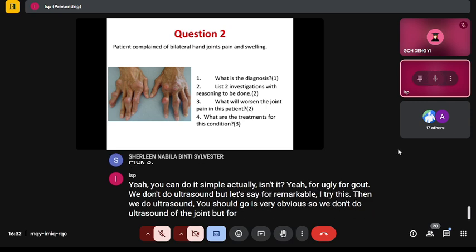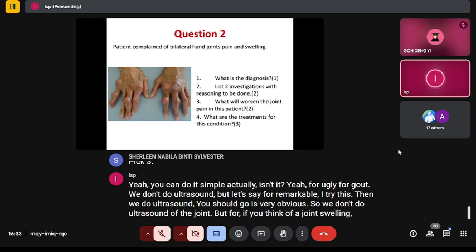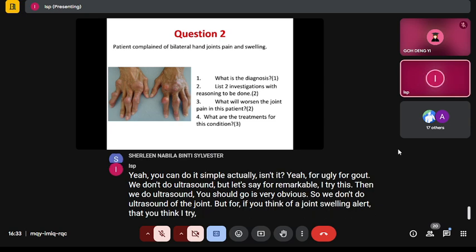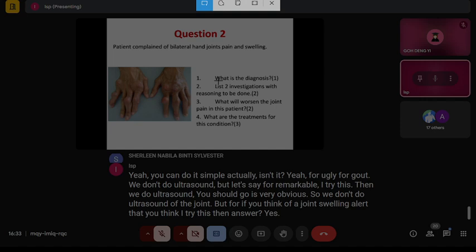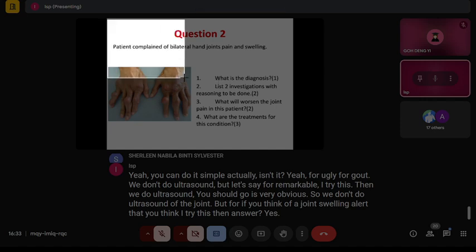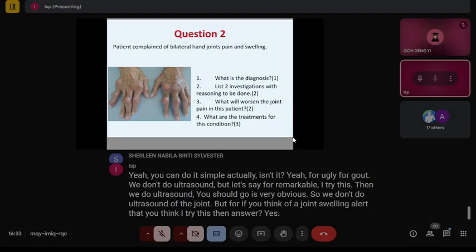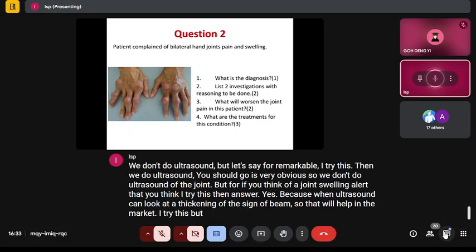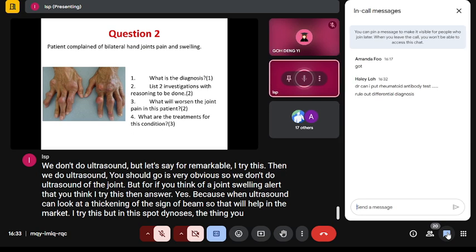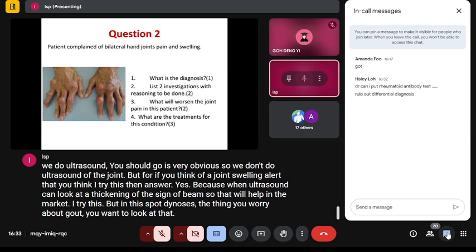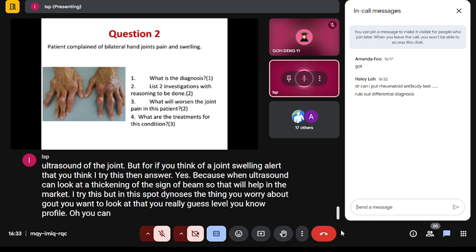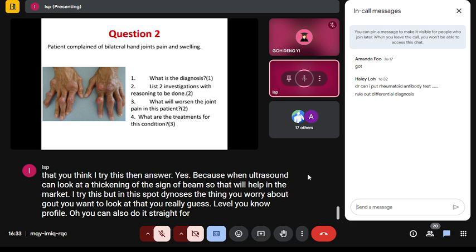But if you think of a joint swelling alone, that you think of rheumatoid arthritis, then the answer is yes, because from ultrasound you can look at the thickening of the synovium. So that will help in rheumatoid arthritis. But in this spot diagnosis, where you worry about gout, you want to look at the uric acid level. You can do a renal profile. You can also do an X-ray for bone destruction. Okay.